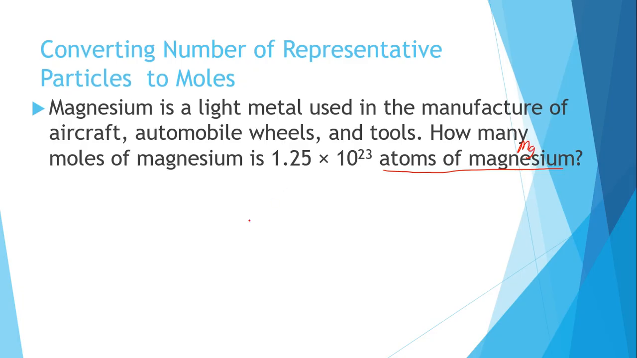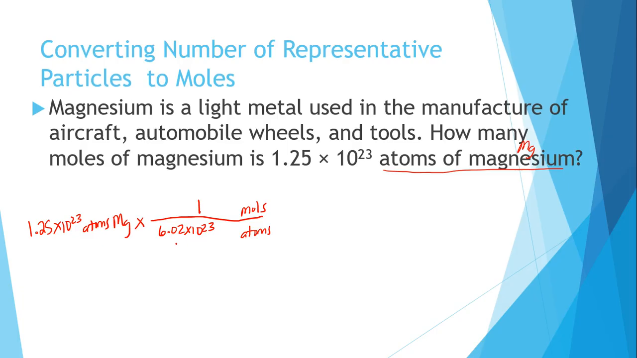So when you do conversions, you always start with what you're given. So here I'm given 1.25 times 10 to the 23rd atoms of Mg. And then we want to set up the conversion factor. We want to be able to cancel atoms, so we have to put it on the bottom here. And then we're trying to get to moles, so it's going to go on top. Now remember, the number that's always attached to moles is 1. And here, atoms is going to be the 6.02 times 10 to the 23rd that we just previously learned.